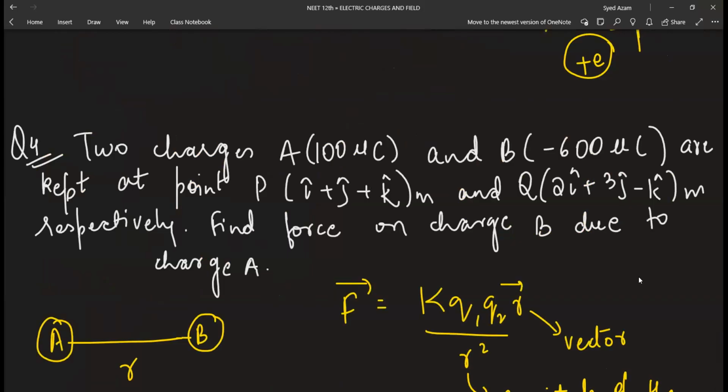600 into 10 power minus 6. See, here is the mistake. Minus 600. Okay, see, remember, in NEET, because you are preparing for NEET, both kinds of questions can come. So when you see the vector form, then only tell yourself to take this negative. Otherwise, when you have the normal formula, k q1 q2 by r square, take the magnitude only. Got it?